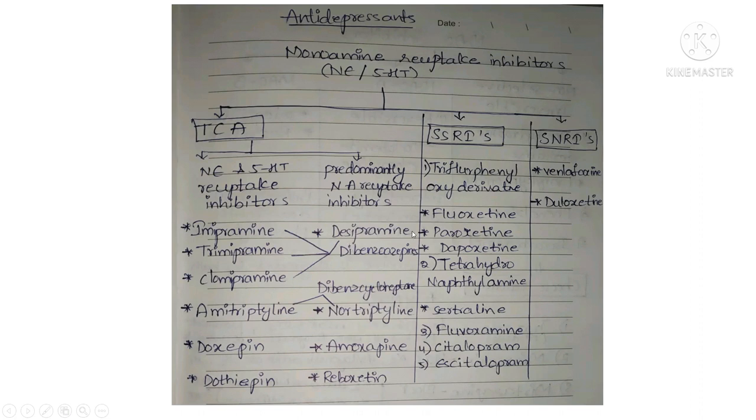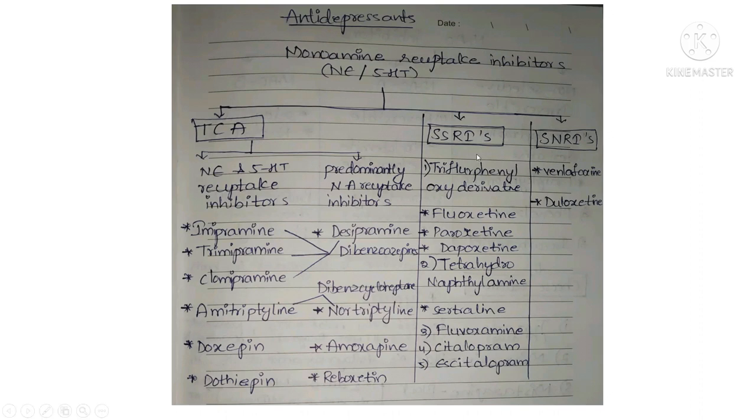Here you see, the drugs ending with pramine belong to the category of dibenzazepines, the pramines. And here, the triptylines belong to the category of dibenzocycloheptenes. Okay, just remember the ring present in them. Instead of the whole structure, you can just remember the name of the ring.